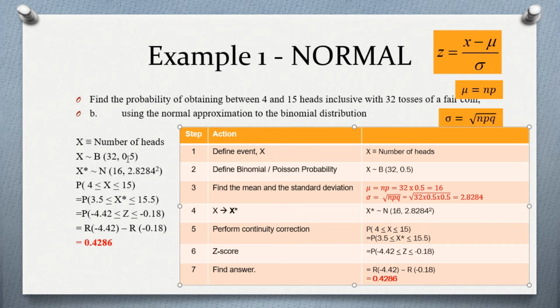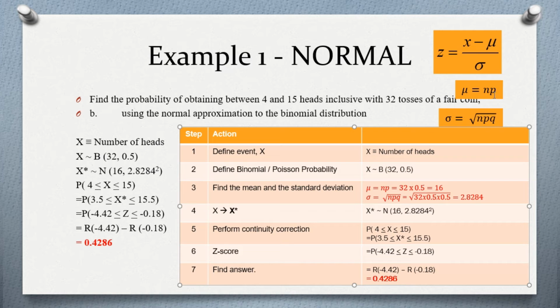So now you look at it. 4 to 15: 4, 5, 6, 7, 8, 9, 10, 11, 12, 13, 14, 15. If you use your hands to calculate, you can see you have more than 9 to calculate, right? So you know you can change to normal. So when you change to normal, X with the asterisk, the B changed to N. What I want here is your mean and standard deviation.